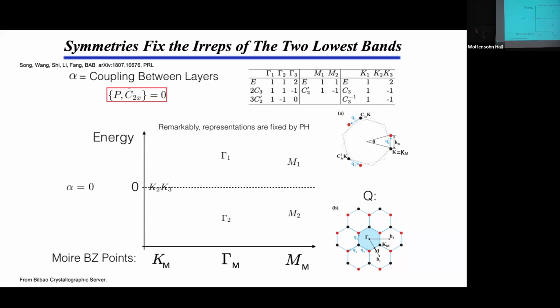And these bands do this, and the bandwidth becomes smaller and smaller as I lower the angle, and you get flat bands. But the moral of the story is that you have a twofold degeneracy here, because you had a twofold degeneracy starting with the original Hamiltonian, single layer graphene. This twofold degeneracy is this representation, which is called K2, K3, if you really are masochistic and want to learn a lot about the representations. All of these representations, you can find them on the Bilbao Crystallographic Server.